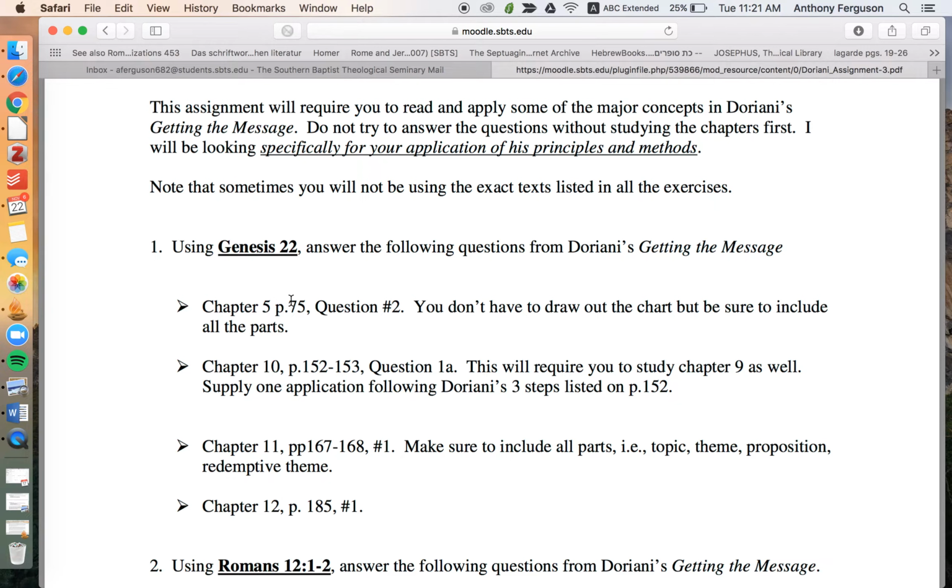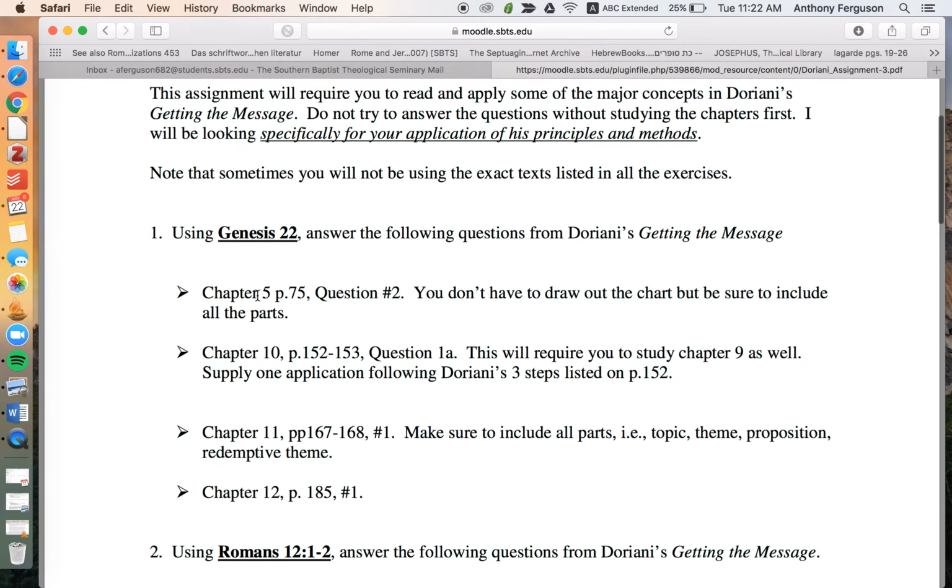It's more full. With that said, there are 6 parts to this first question, 3 parts to the second question, 4 parts to the chapter 11 question, and 1 part to the chapter 12 question. That's a total of 14 responses they should have to Genesis 22. So the first question asks them to trace, starting on page 70, setting the stage, the characters, the conflict, the crisis and climax, the resolution, and the following action. That's 6 parts.